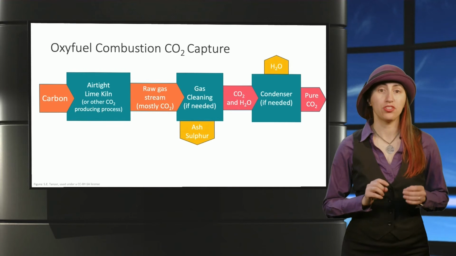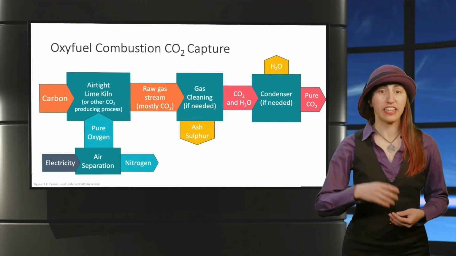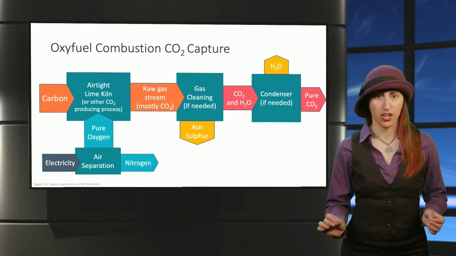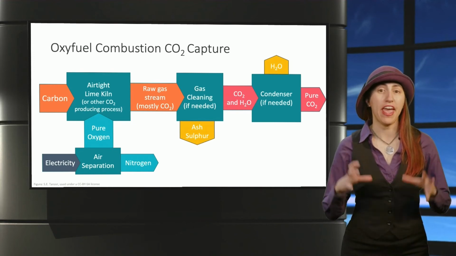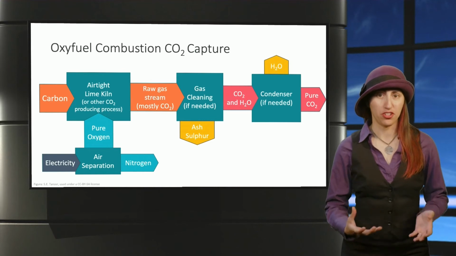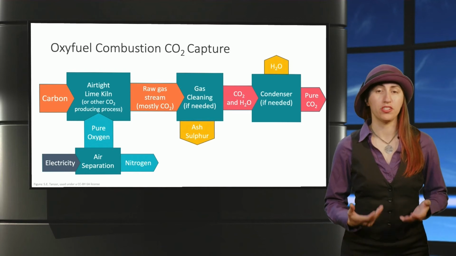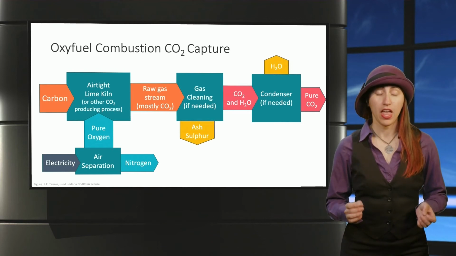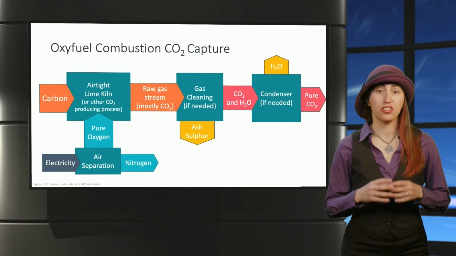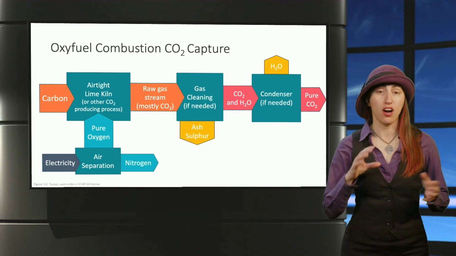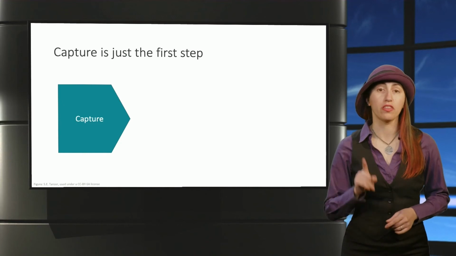Oxy-fuel combustion allows the carbon to react in a pure oxygen environment instead of ambient air, generating a gas stream that is almost pure carbon dioxide. Oxy-fuel combustion capture requires retrofitting the combustion environment to be airtight, adding an air separation unit to provide oxygen, and potentially adjusting the process parameters to compensate for this all-oxygen environment. In this capture process, the main energy demand comes not from the CO2 separation, but from the separation of oxygen from air.